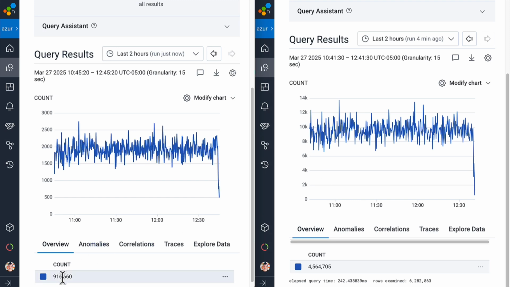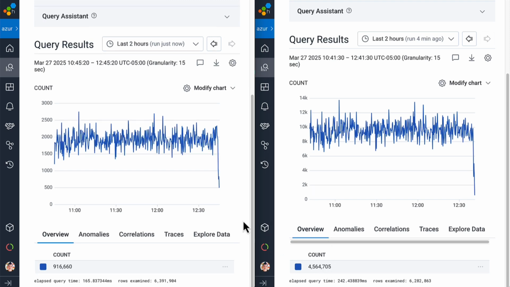These are the events we kept. These are the events represented. 1 million versus 5 million. This is how you can scale costs sublinearly.